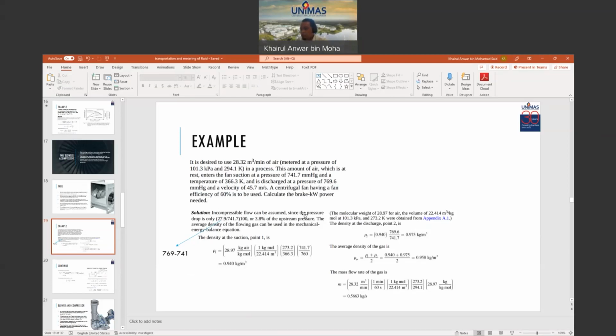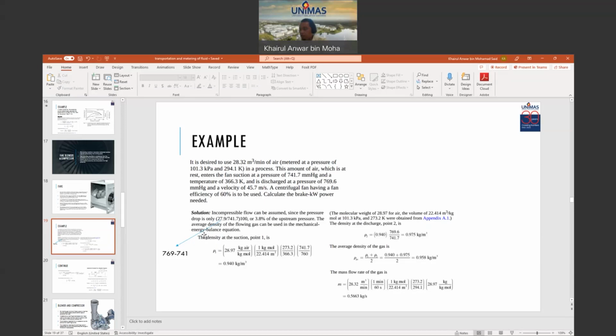Incompressible flow can be assumed since the pressure drop is only 27.9 over 741.7 times 100, or 3.8% of the upstream pressure. So 27.9 we get from 769.6 minus 741.7, the discharge pressure minus the suction pressure. The average density of the flowing gas can be used in the mechanical energy balance equation.